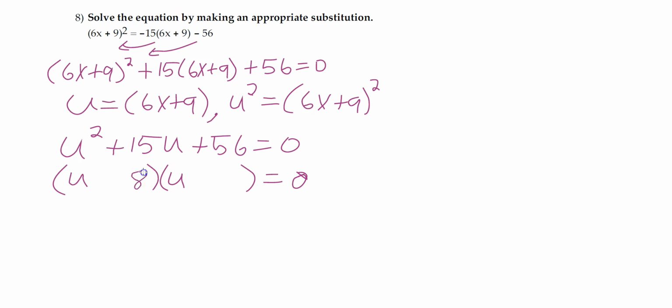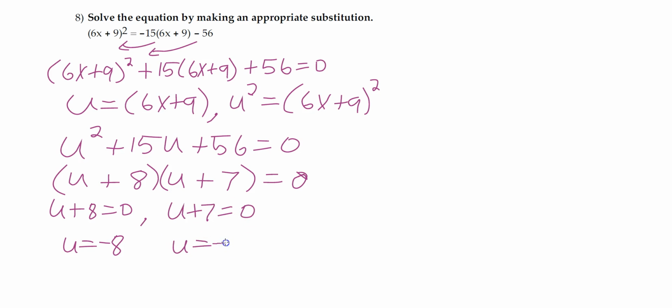8 and 7 multiplies to be 56, and it also adds to be 15. Perfect. So we have u + 8 = 0, or u = -8. We also could have u + 7 = 0, so u = -7. Now the reason why I know u + 8 has to equal 0 is here we have the product of two factors equaling 0. And the only way to multiply two numbers to equal 0 is if one or the other of those numbers is in fact 0. So we know either that factor equals 0 or that factor equals 0. That gets us our u answers.